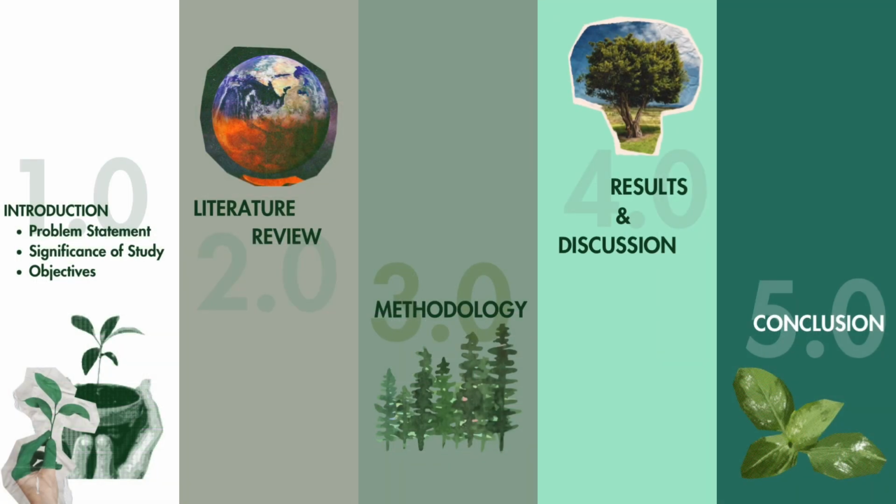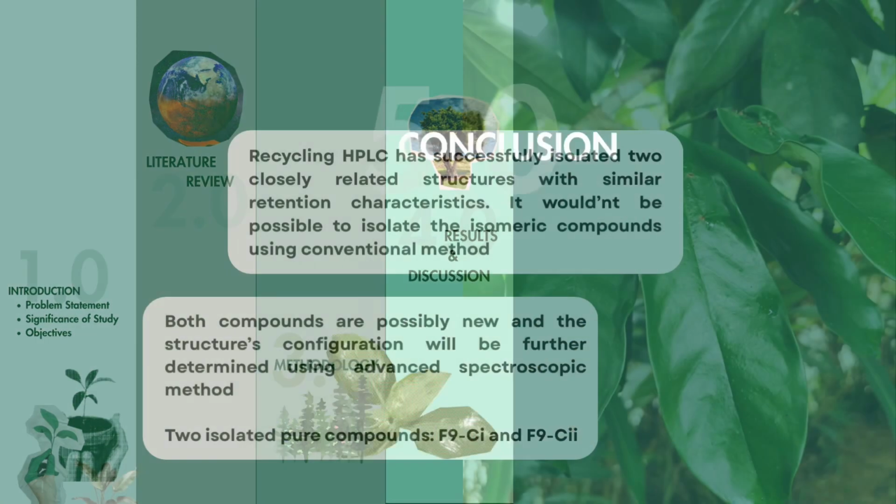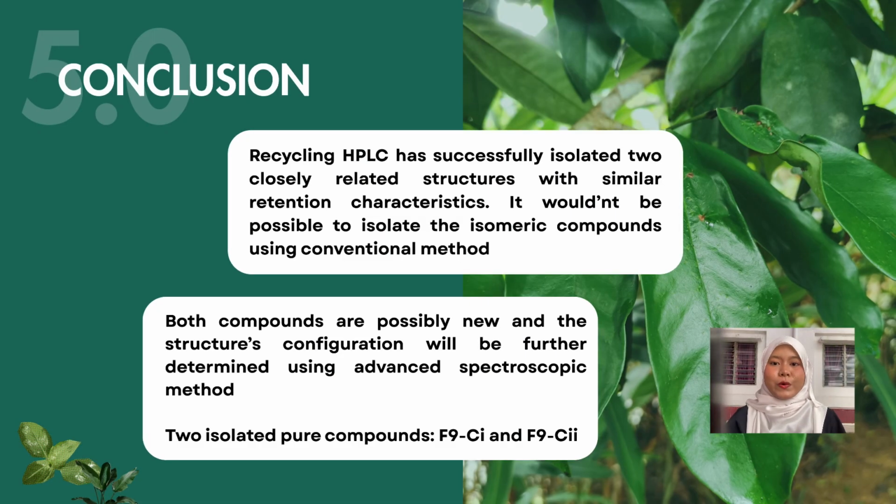structures. And finally, I'm going to summarize my entire final year project presentation through a conclusion. In conclusion, recycling HPLC has successfully isolated two closely related structures with similar retention characteristics, and this isolation wouldn't be possible to conduct by using other conventional methods such as column chromatography. Both compounds are possibly new, and the structures' configuration will require further experiments using advanced spectroscopy methods, and the isolated pure compounds are identified as F9C1 and also F9C2.